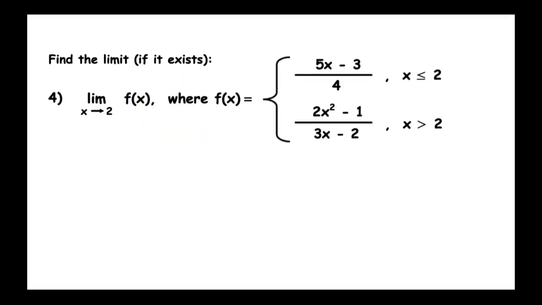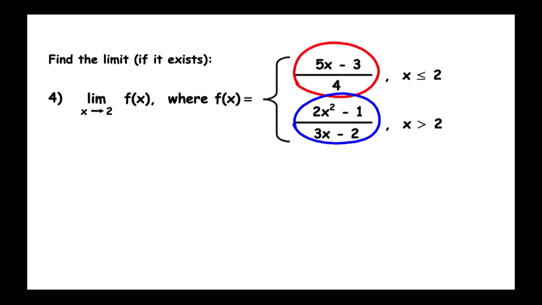Find the limit, if it exists. We want the limit as x approaches 2 of f of x, but f of x is a piecewise function. And at x equals 2, the rule has changed. You can see that the top part is linear, because that's just x to the first power. And the bottom isn't really linear. In fact, there's a vertical asymptote at 2/3. It's just different.